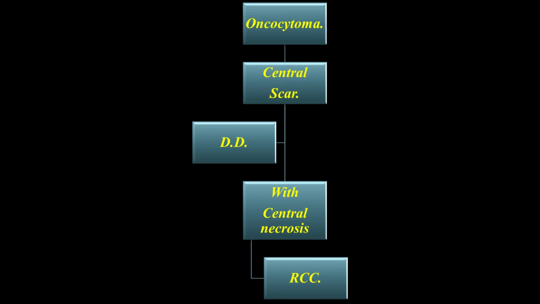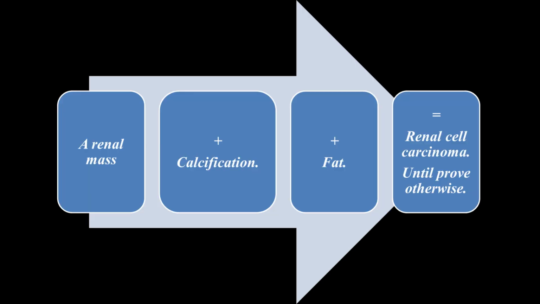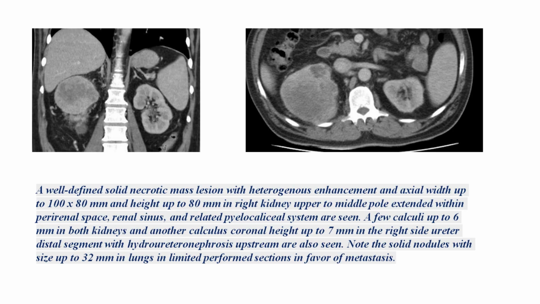It is very difficult to differentiate between oncocytoma and renal cell carcinoma radiologically, as the former usually contains a central scar, while the latter usually shows central necrosis. Take care: a renal lesion plus calcification plus fat should be considered renal cell carcinoma until proven otherwise.